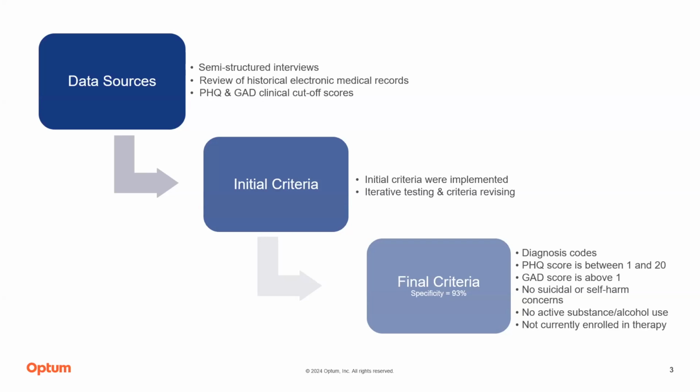We also eliminated anyone with active substance or alcohol use, or currently enrolled in therapy. All of these things can be identified in the medical records. So by the end of the day, before we launched our eligibility flag in primary care, our specificity was about 93%.